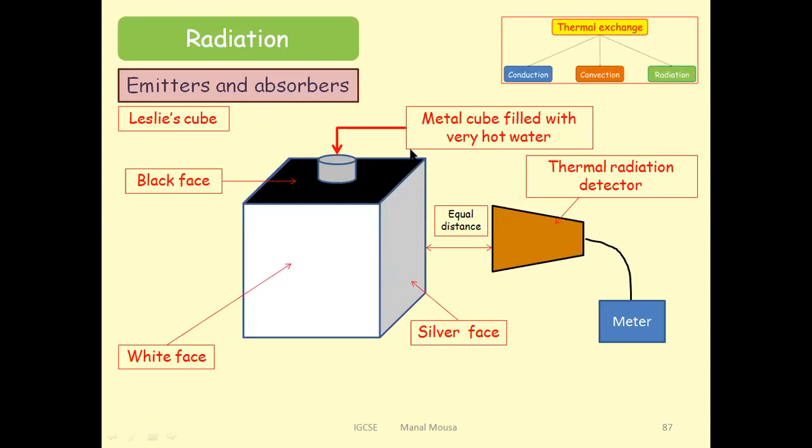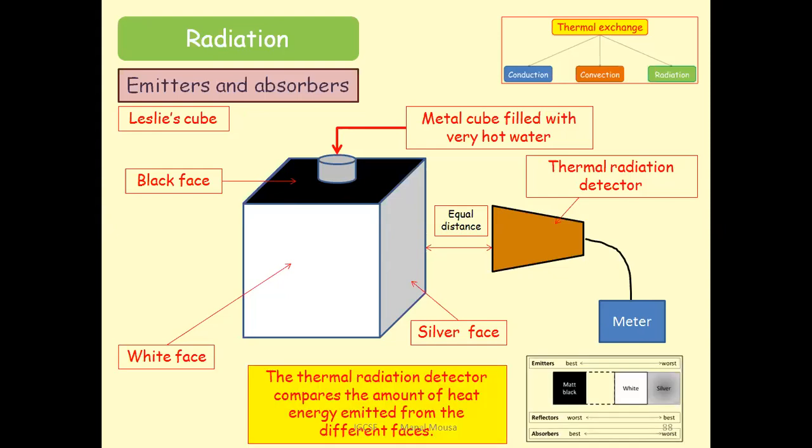Now, after filling the cube with hot water, all surfaces will reach the same temperature. Then we have to place the detector at equal distances from each face and for the same time interval. Then I will have three values, three data here: the first one from the black face, the second one from white, and the third one from silver. Through this experiment, we can observe which face is the best emitter and the bad emitter of radiation.